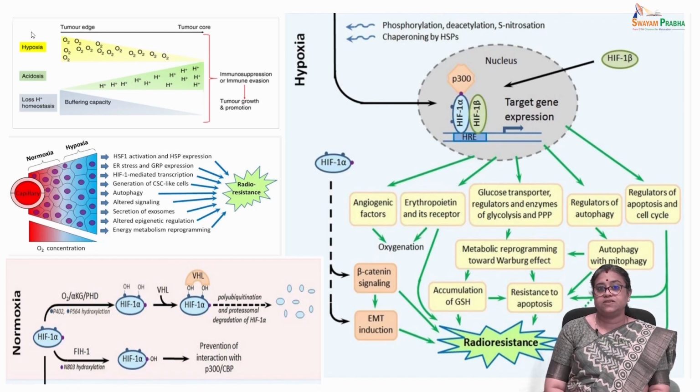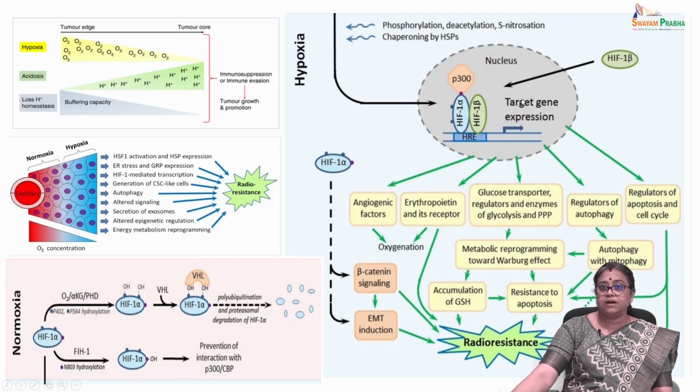In the hypoxic situation, there is a lot of phosphorylation, deacetylation, and chaperoning by HSPs, which lead to an excess of HIF1 alpha and HIF1 beta production. The heat shock proteins, functioning as chaperones, push the HIF1 alpha and beta proteins into the nucleus. So here you see the HIF1 alpha and beta entering into the nucleus.